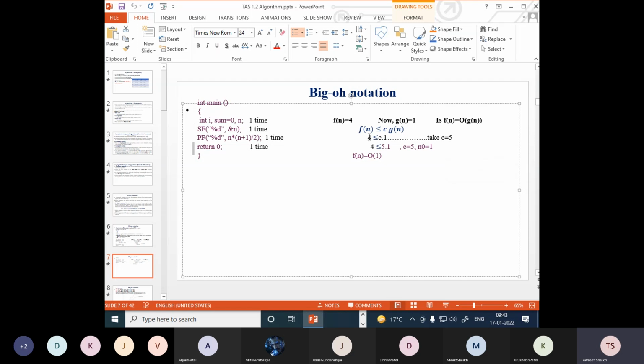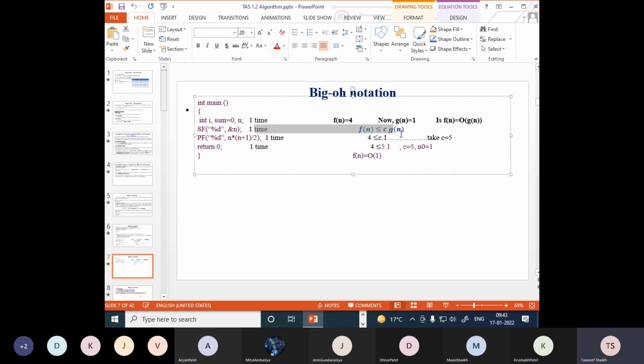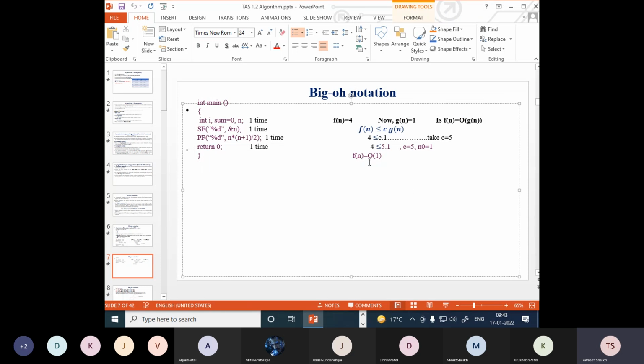From f of n equal to 4, we put 4 here, less than or equal to c into g of n. g of n we are taking as 1. Since it is 4, you can take c equal to 5. So 4 is less than or equal to 5 into 1. So it means c should be greater than or equal to 5, and n0 should be equal to 1. If we want to satisfy this, f of n should always be less than or equal to c into g of n. If this condition holds true, we can say that the function f of n is big O of 1.